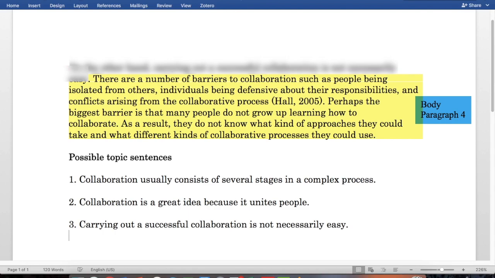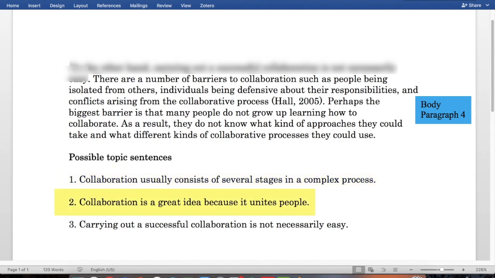Okay, we have 3 possible topic sentences. I'd like you to think which one might be the most appropriate. Okay, number 1. Collaboration usually consists of several stages in a complex process. And in the body, we do have the word process a couple of times. So it could be this one, but I'm not too sure that there are stages, or that the main point is about the process.